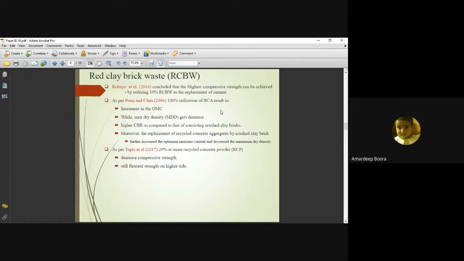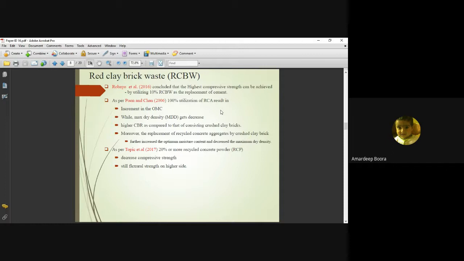While in the case of RCBW, red clay brick waste, that is the waste material obtained during the manufacturing of the bricks required for the construction of buildings, like the partitions of the different rooms. There will be some dust of these red clay bricks, which we have to utilize, or you can crush them down in order to do your study. Considering the same material, Robayo in 2016 concluded that 10% of this material can be used as a replacement of the cement, which gives the highest compressive strength. Beyond this 10%, some reduction will be observed in the compressive strength and the other properties also.